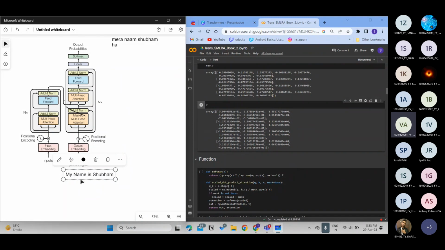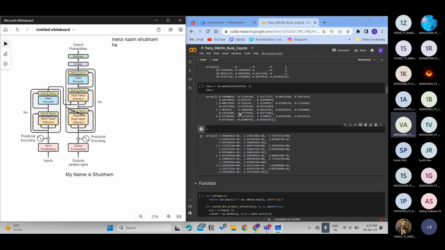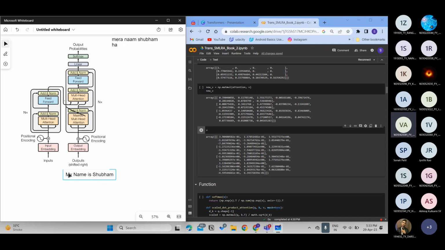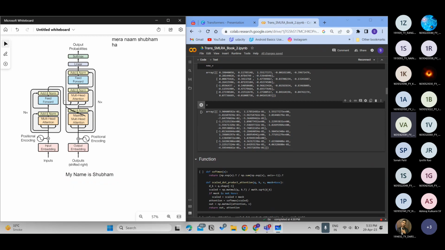So what we have to do is pay multi-head attention: attention of "my" on the different words, attention of "name" on the different words, attention of "is" on different words, and attention of "Shubham" on different words. Okay, what we did here was we just used "my" and paid attention on the basis of "my" to every other word. So now what we will do is multi-head attention.